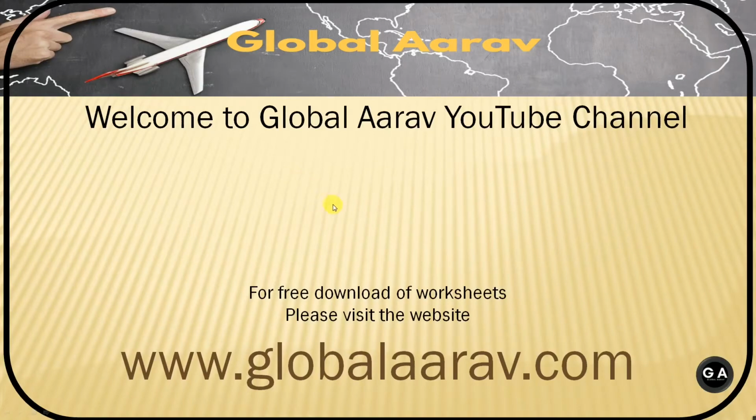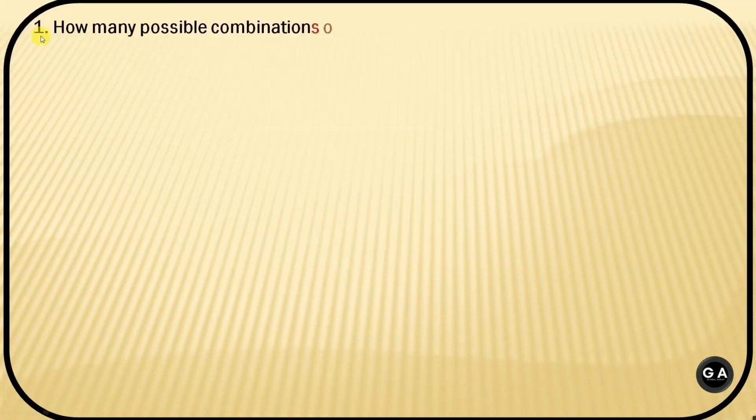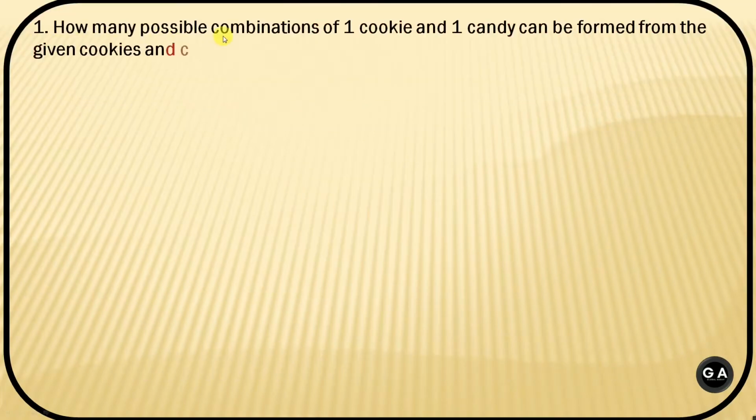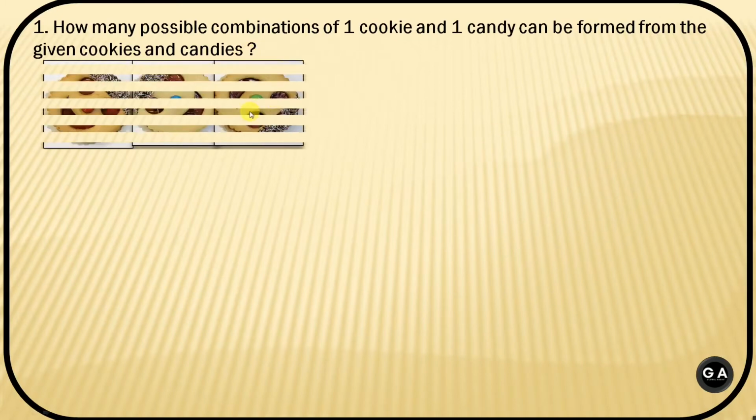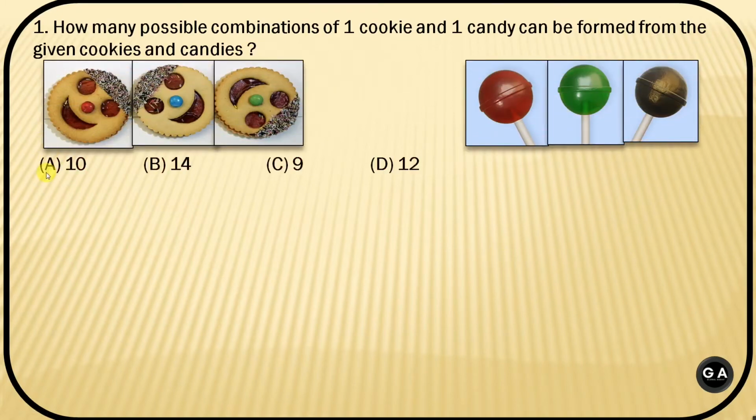Today we are going to solve grade 3 IMO Maths Olympiad 5 sample questions. Question number 1. How many possible combinations of one cookie and one candy can be formed from the given cookie and candies? So here are the cookies and here are the candies. Options are option A 10, option B 14, option C 9 and option D 12.